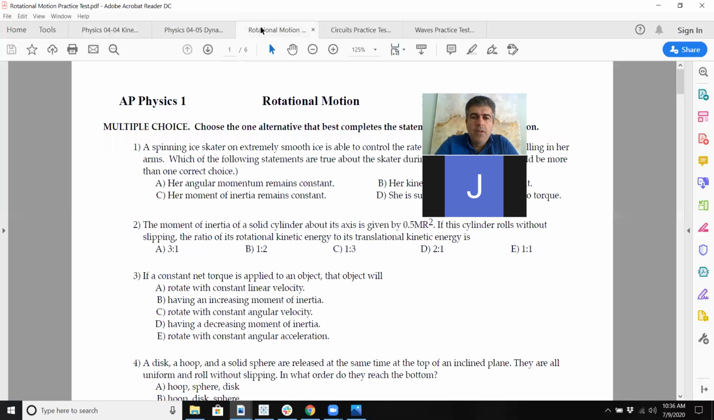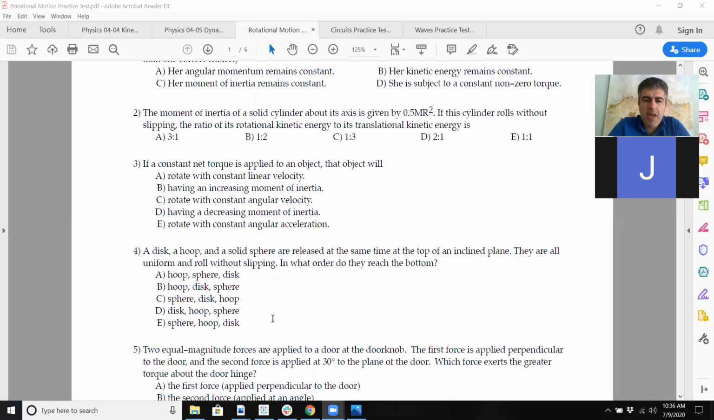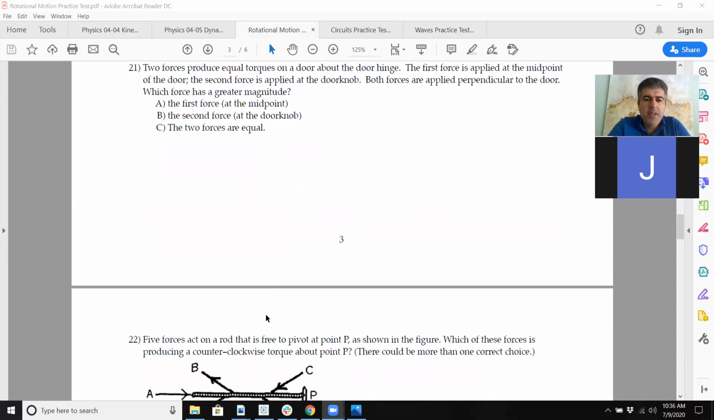Okay, rotational motion practice test. I found this online and it looked really good. I thought there were some really outstanding questions here, and of course the answers are included.